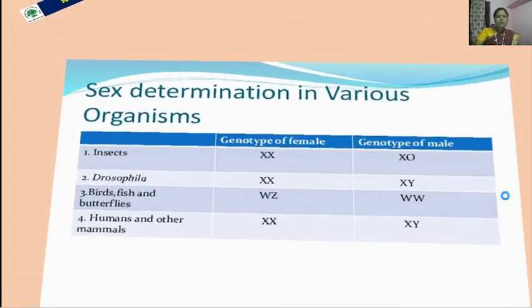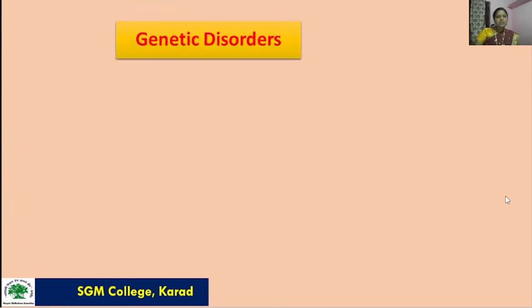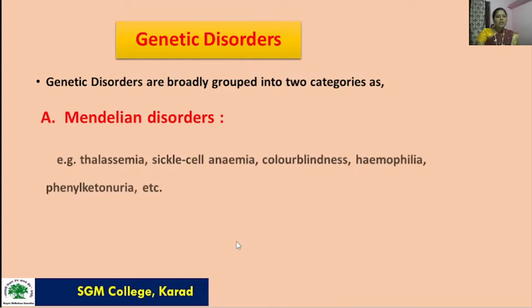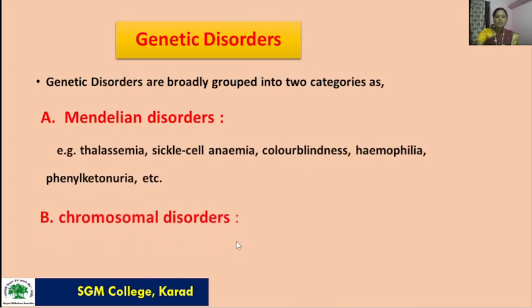Then another point, genetic disorder. Firstly, let us understand what a genetic disorder is. Genetic disorders are broadly grouped into two categories: the first is Mendelian disorder and the other is chromosomal disorder.